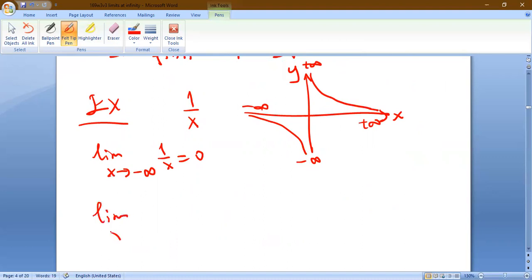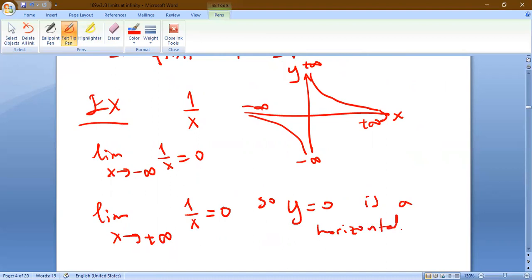Or you can also look at it as x goes to positive infinity. As you see, the graph is also getting smaller and smaller and getting closer and closer to 0. So y equals 0 is a horizontal asymptote for the 1 over x function.